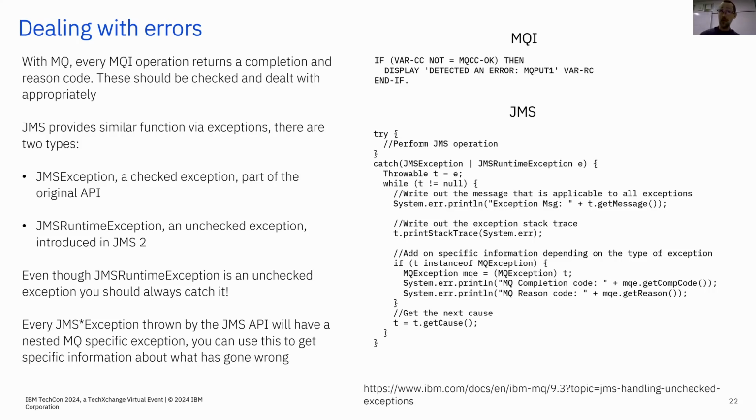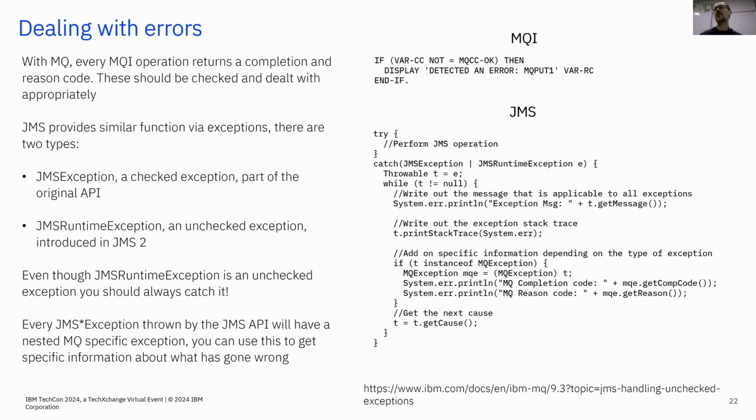There's a JMS exception, which is a checked exception, so you have to catch it or throw it. And there's a JMS runtime exception, which is an unchecked exception, so you don't have to catch it. My very, very strong recommendation is always catch JMS runtime exception, because if you don't catch it and you get an exception, it will end up in your JVM terminating. In my opinion, this is a kind of a flaw with the JMS APIs. So you should catch both whenever you do a JMS operation, or at some level at least.